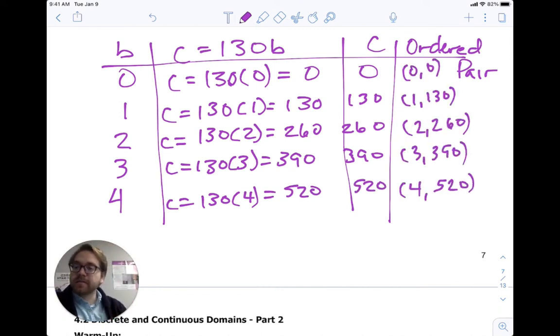All right, so here's our completely filled out input-output table. I finished up finding the number of calories for each of the bars eaten over here, and then I went ahead and wrote out the ordered pairs right here that will go on the graph. And so what this is showing us is that when I eat one cereal bar, I consume 130 calories. When I eat 4 cereal bars, that's 520 calories. Okay. And so we're going to graph this real quick and then again determine is this a discrete or continuous domain.